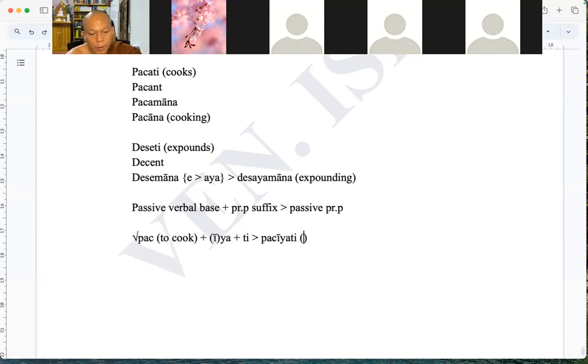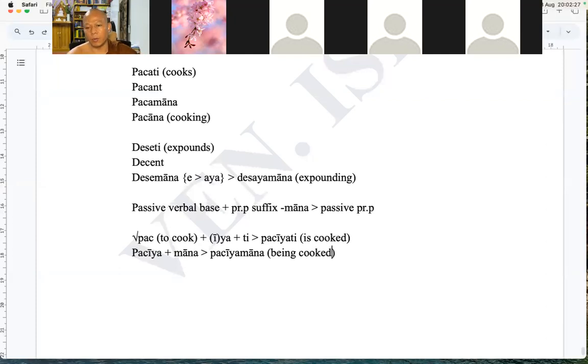Bajjati means is cooked. So from that, we take the bajja base. Back to the present participle suffix, at that time, commonly only mana. For the passive, only mana, and it is the active form. So now, bajjamana. So that means being cooked. So in this way, being cooked.